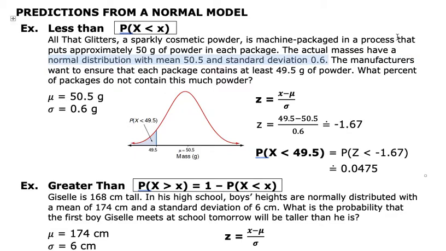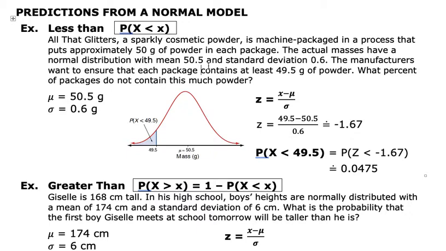So it's important to note that the random variable being measured, the masses, are normally distributed, meaning that it has that bell-shaped curve for the random variable x, which measures mass in grams. Its mean is 50.5 in the middle, and the standard deviation is 0.6. That's the average distance from the middle. So the manufacturers want to ensure that each package contains at least 49.5 grams of powder. What percent of packages do not contain this much powder?